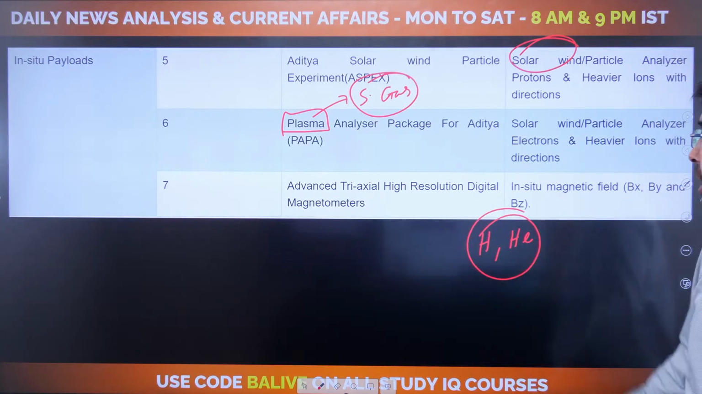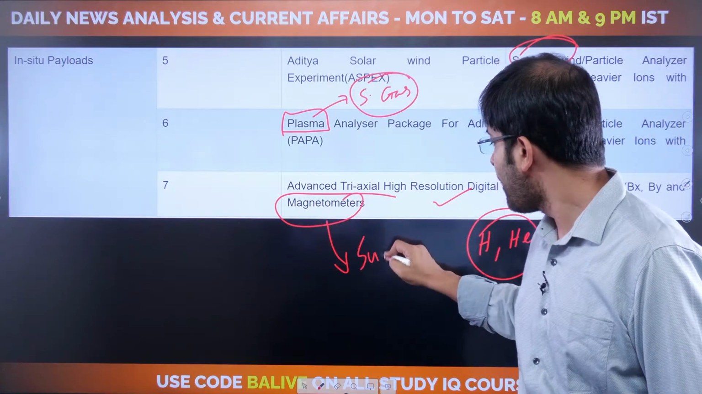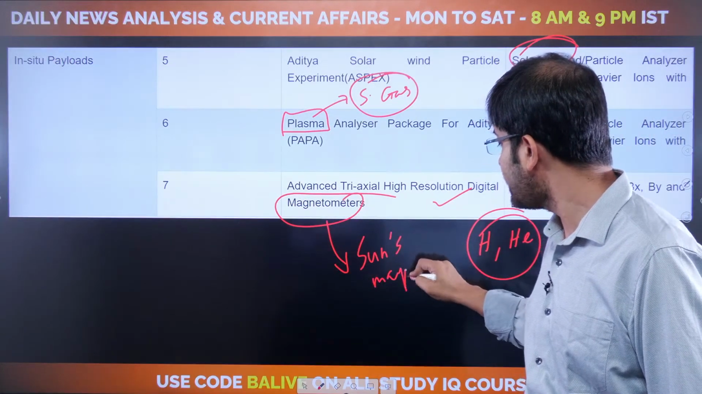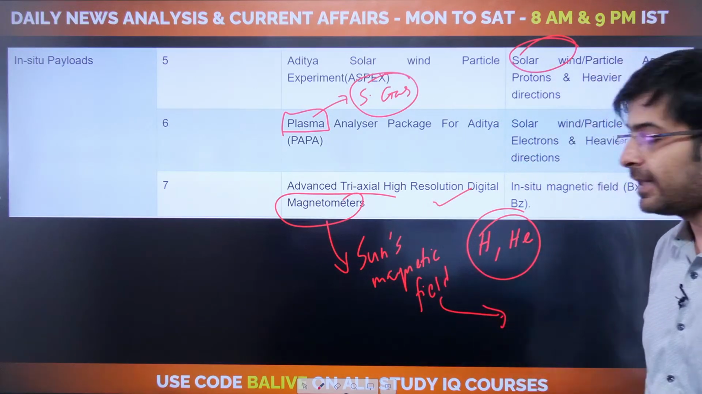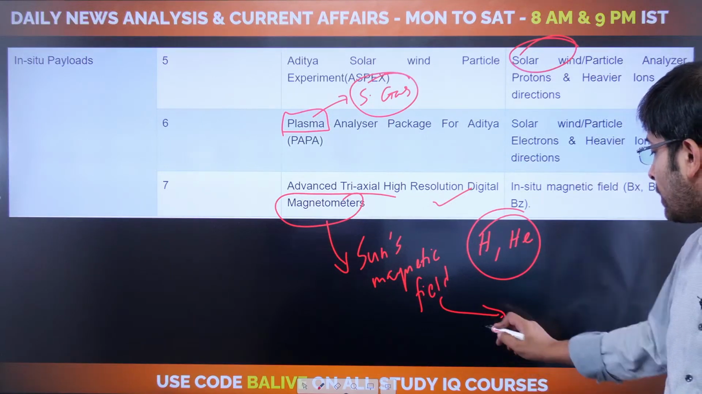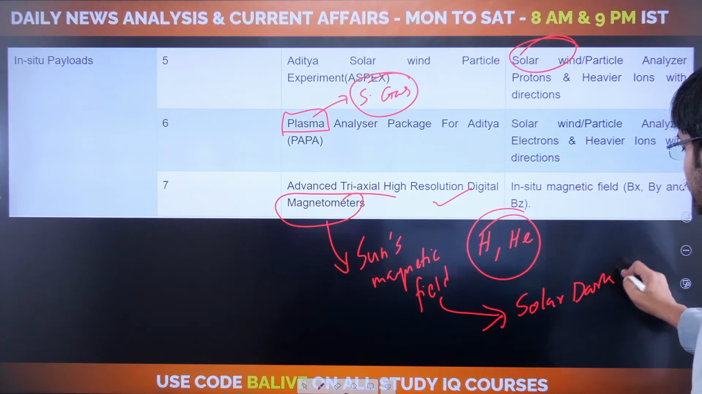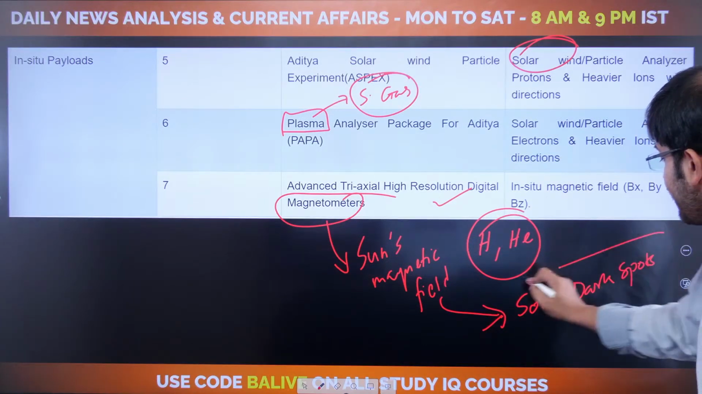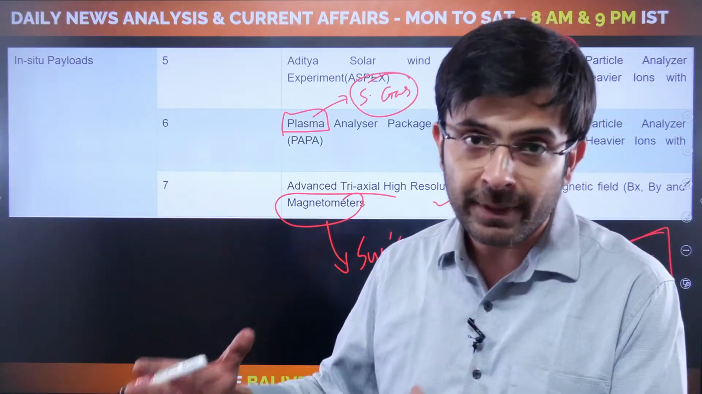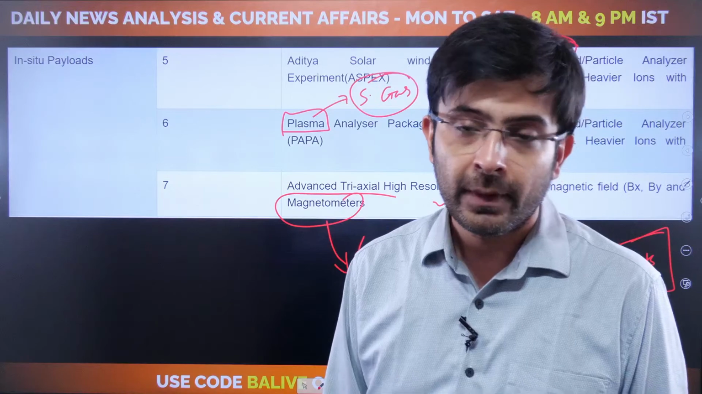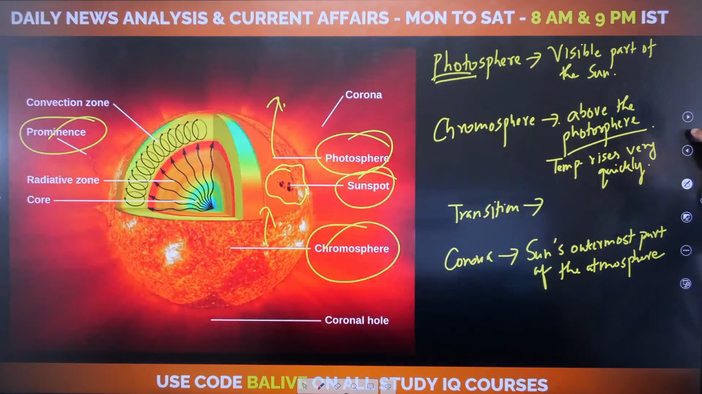And you're also looking at magnetometers. Why? Because the sun's magnetic field causes so many interactions we discussed today, one of them being that it causes solar dark spots, or sunspots. So what else can we study from the sun's magnetic field to get more information about the sun? Clear? So this is in fact the whole Aditya L1 mission.